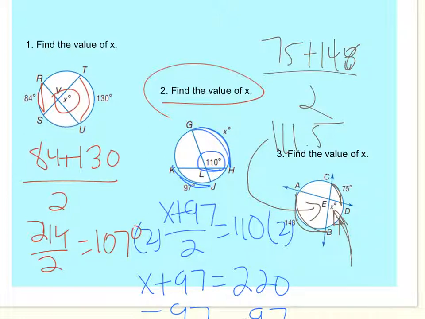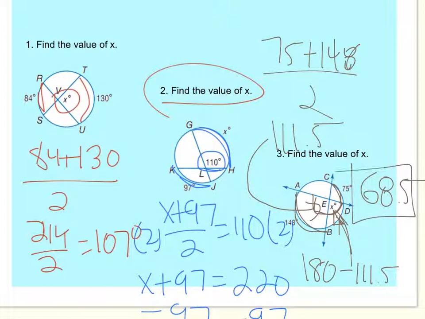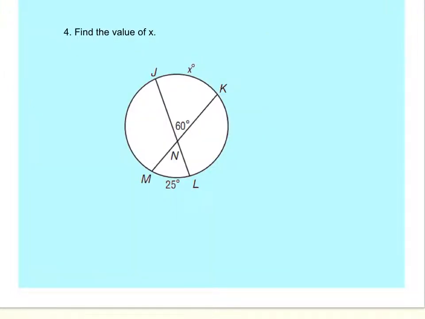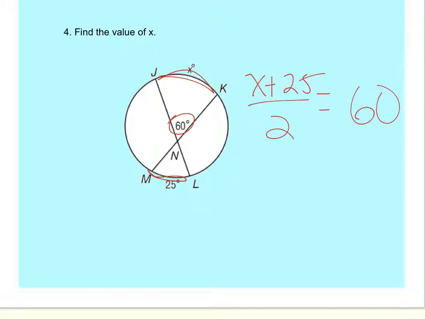These two still make a line, so all I have to do is take 180 minus that. So I get for an answer 68.5. So that's my value of x here. Now for the next one, I want to take x plus 25 divided by 2, and that's going to equal 60. Well, you use algebra. Multiply both sides by 2, so x plus 25 equals 120.